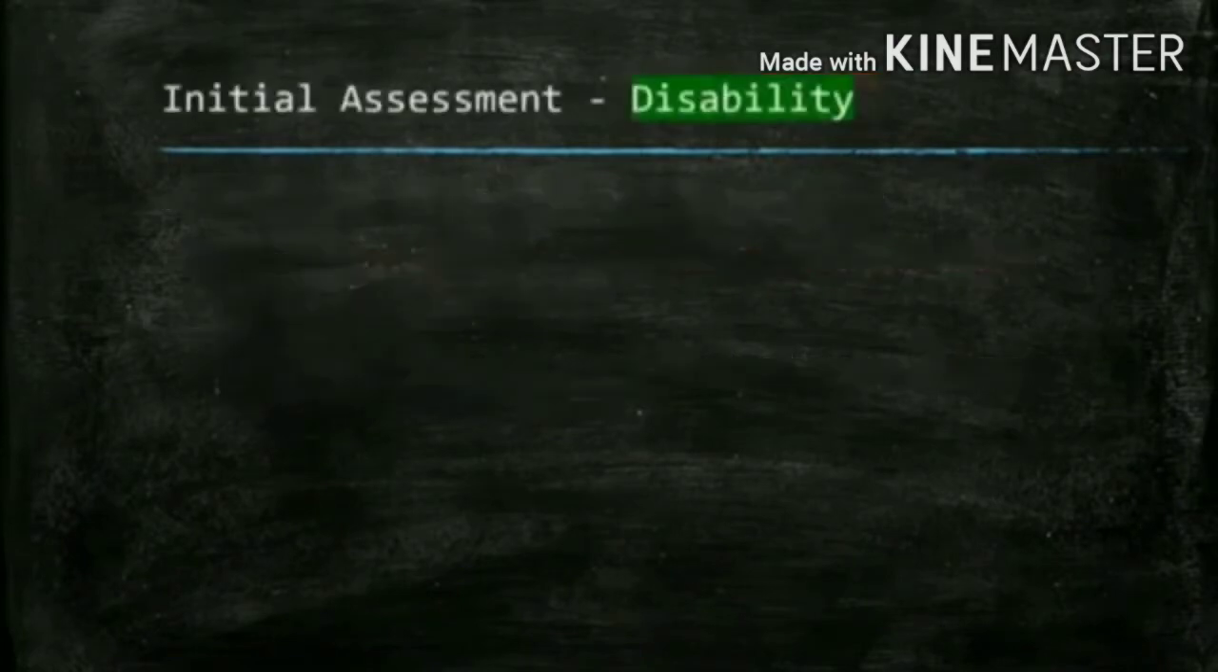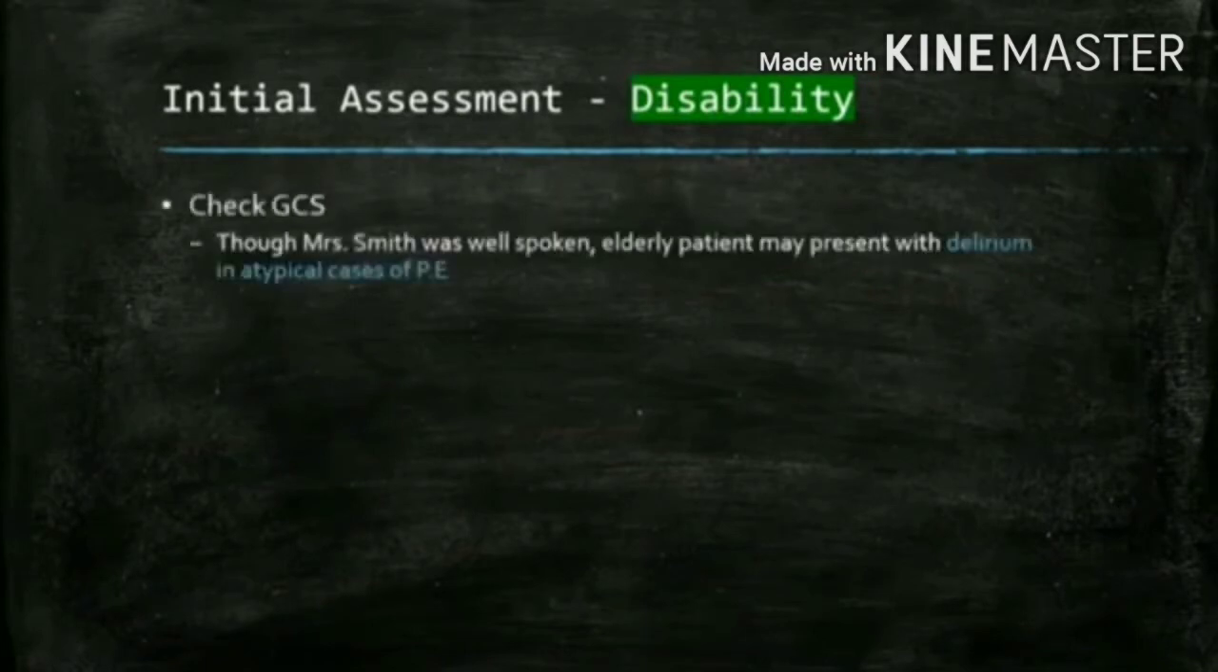Number 5, we will assess for disability. Here we will check the GCS, Glasgow Coma Scale. Though Mrs. Smith was well spoken, an elderly patient may present with delirium in atypical cases of PE, and also monitor blood sugar level, whether it is normal or not.